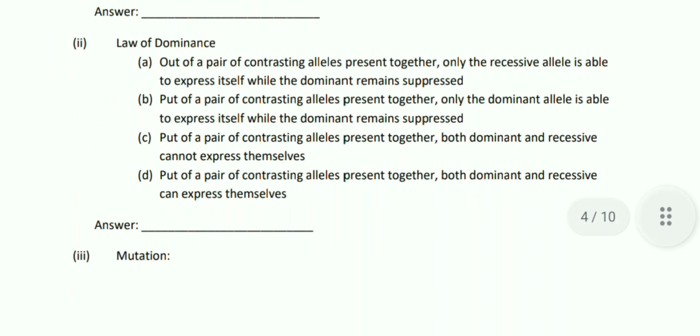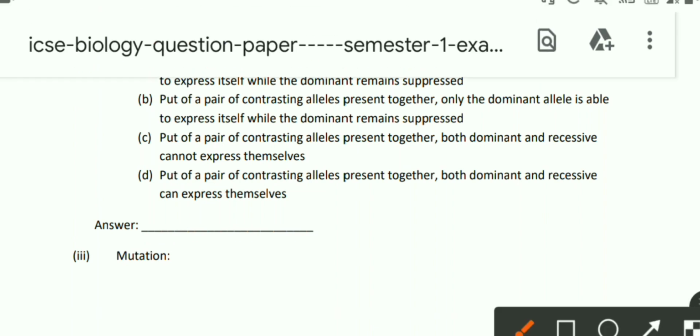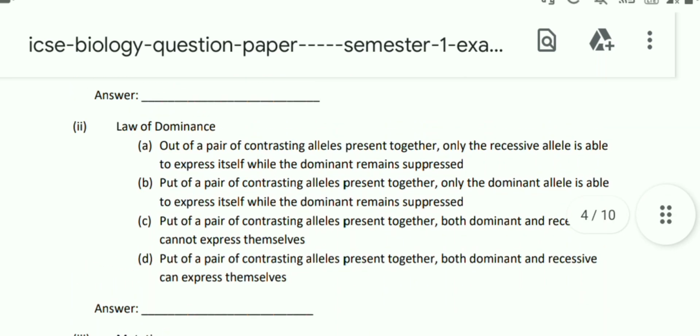Next, law of dominance. Okay, this question paper says put, but it is not put. This should be out. Anyway, so law of dominance is, dominance means one allele will express while the other allele will not be able to express itself when the other one is present. So obviously option B. Out of a pair of contrasting alleles present together, only the dominant allele is able to express itself while the recessive cannot.